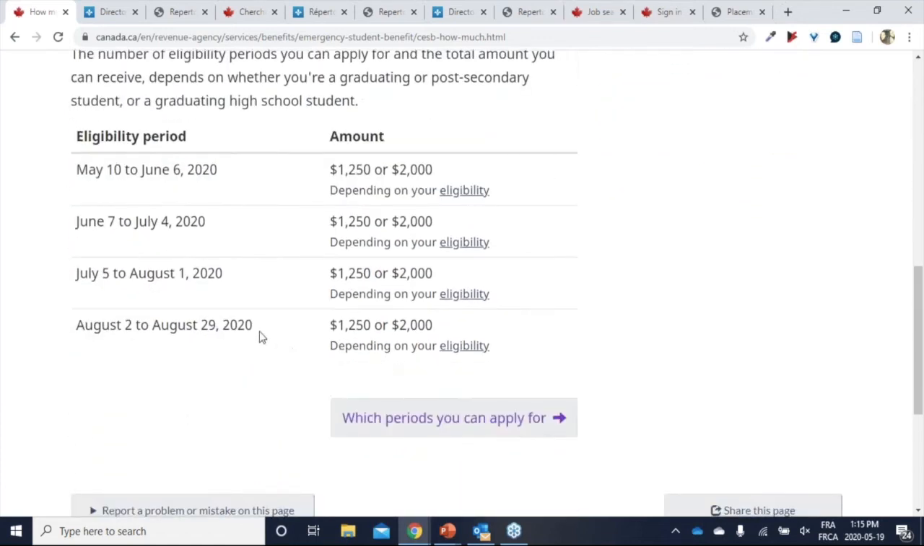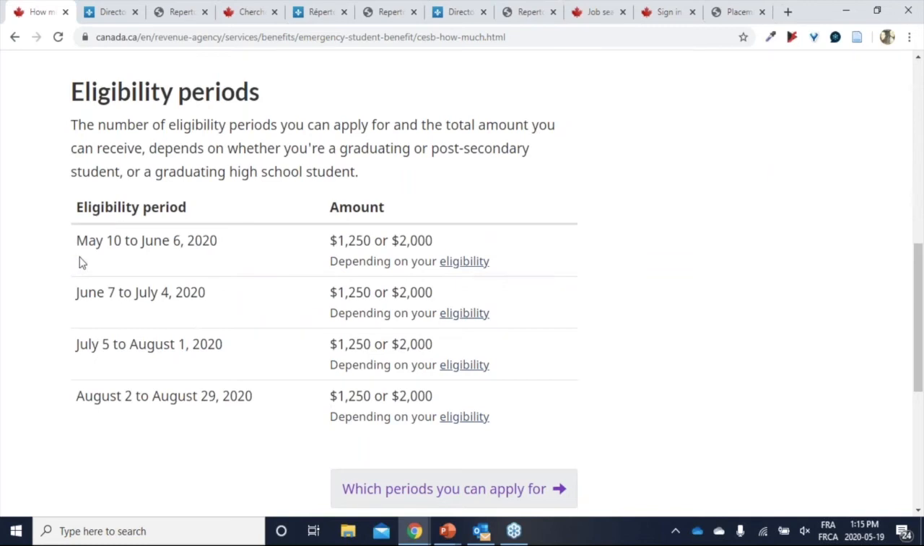The eligibility periods, the first one started last Friday in the morning. So May 10th to June 6th is the first period, June 7th to July 4th the second period, July 5th to August 1st the third period, and August 2nd to August 29th the fourth and final period.